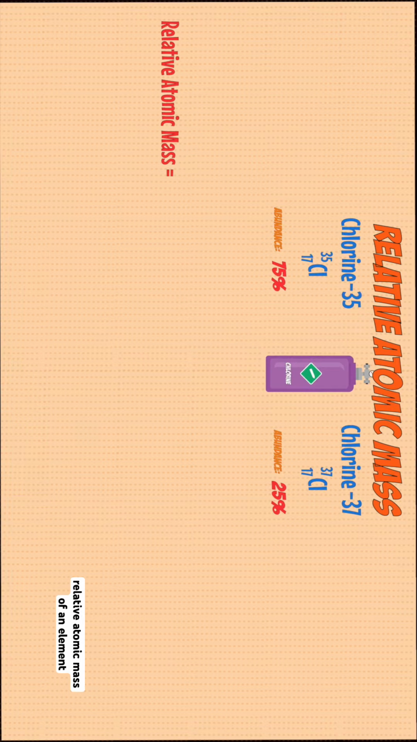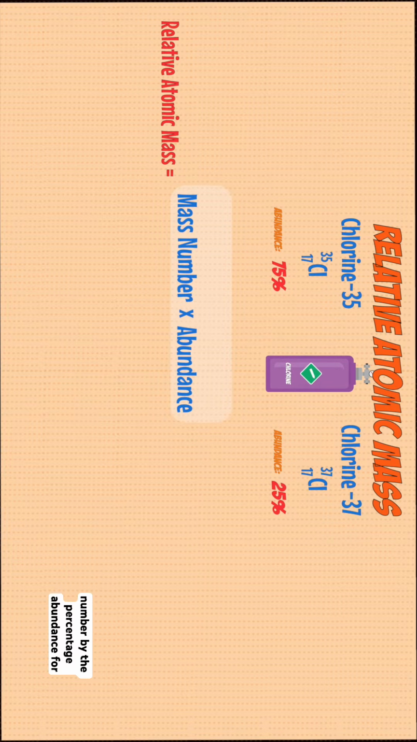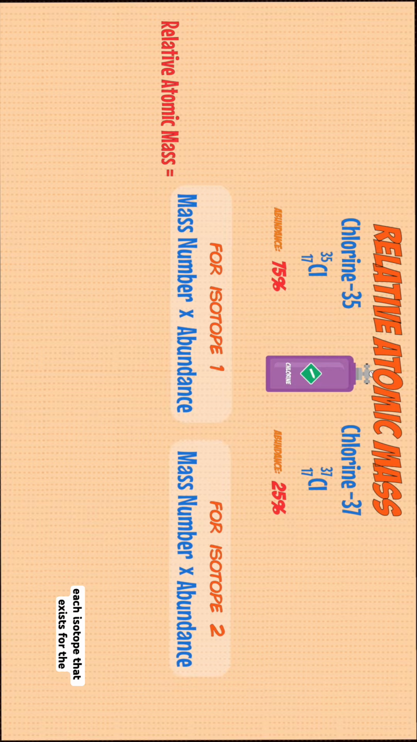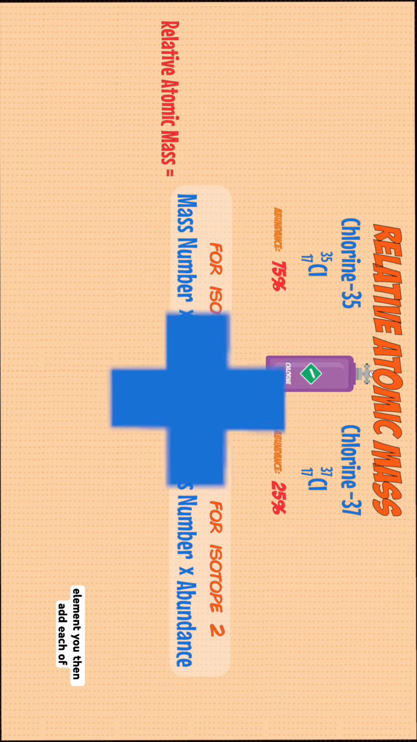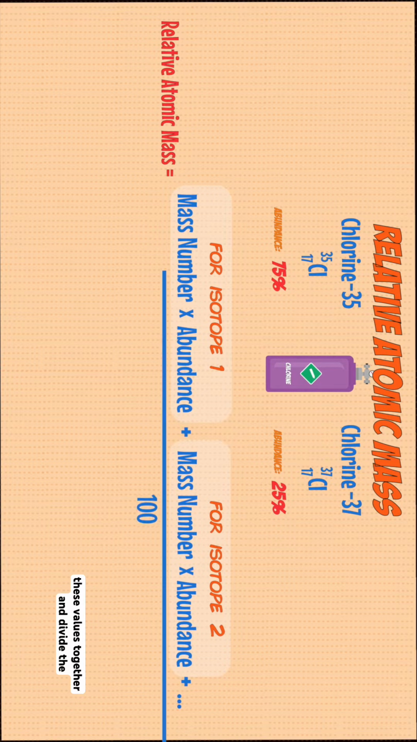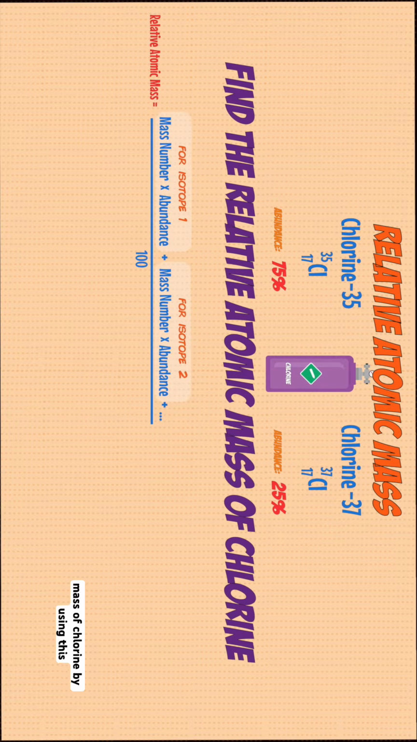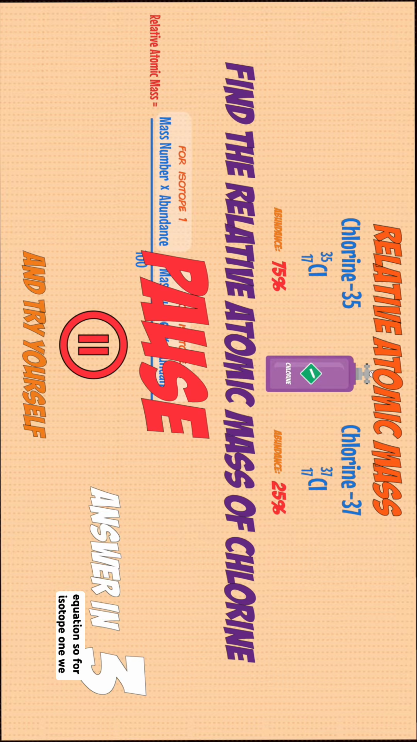So to find the relative atomic mass of an element and take the abundances into account, you have to multiply the mass number by the percentage abundance for each isotope that exists for the element. You then add each of these values together and divide the result by 100. So let's try and work out the relative atomic mass of chlorine by using this equation.